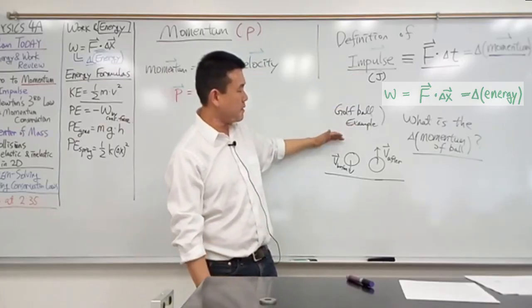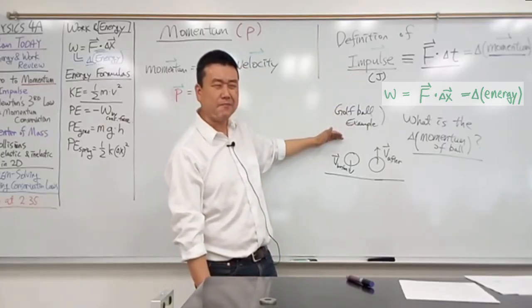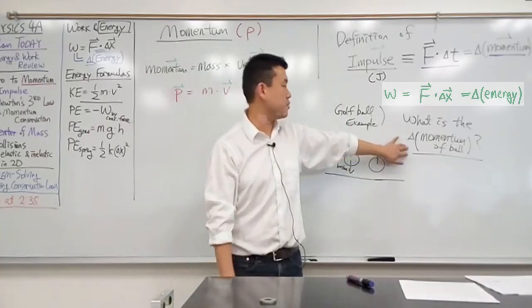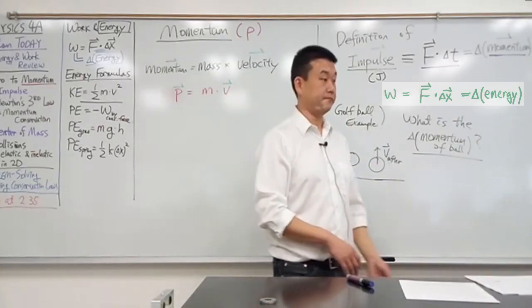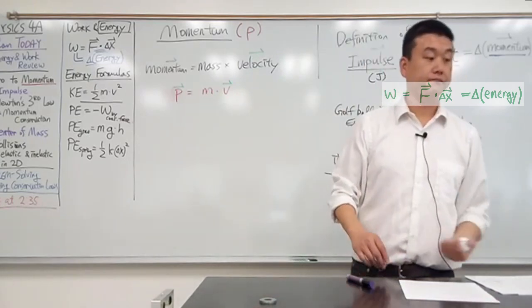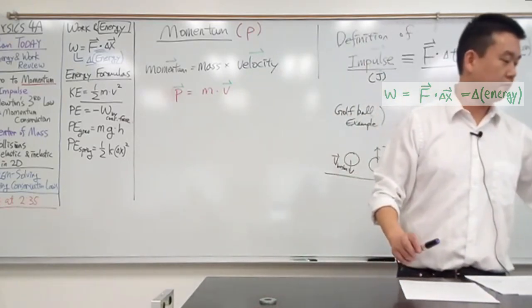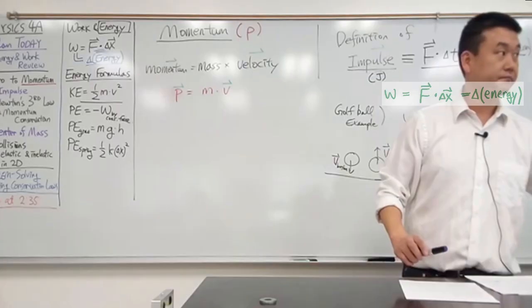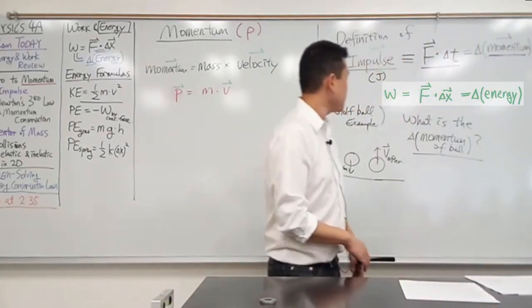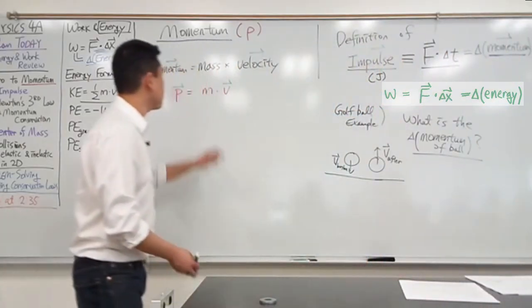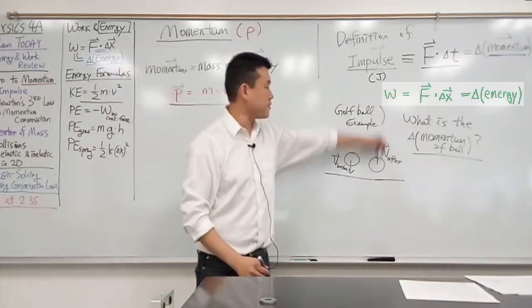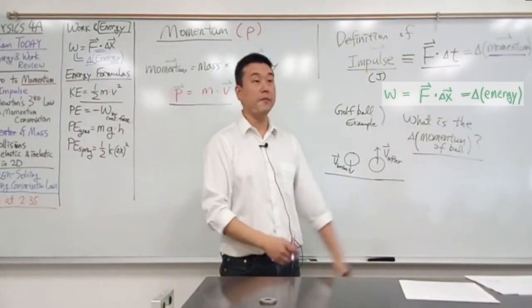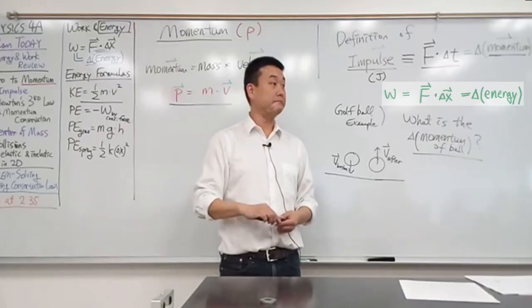In this situation, what would be an easier way of calculating the change of momentum of the ball? Not a trick question. It's got a really simple answer. If I just told you the definition of momentum, and I asked you, okay, ball is bouncing like this, what is the change in momentum of the ball? What would you tell me?